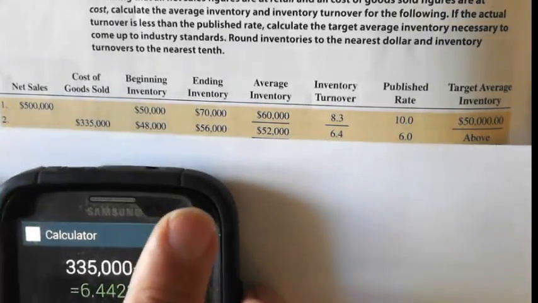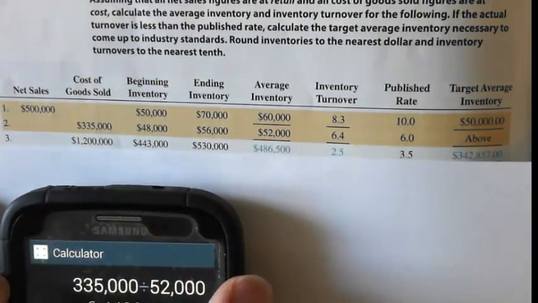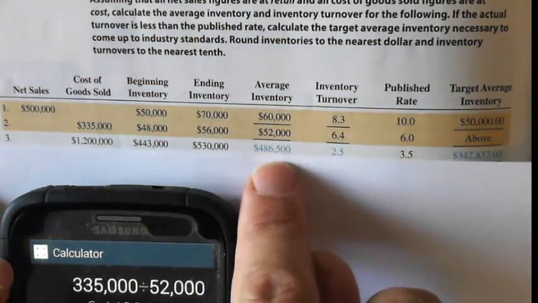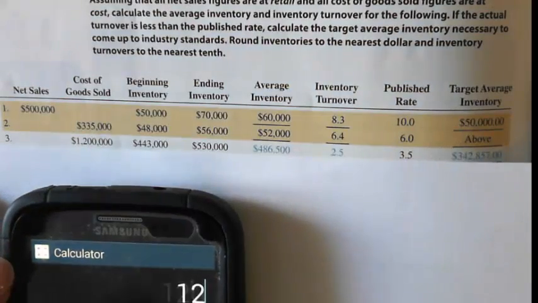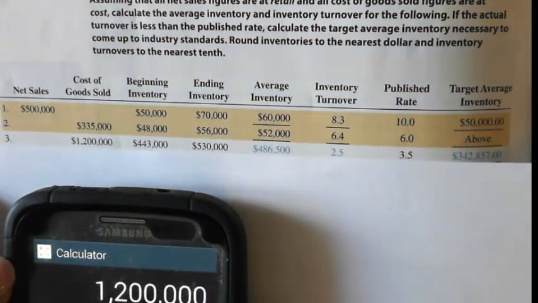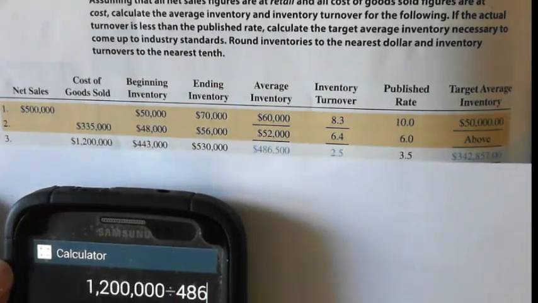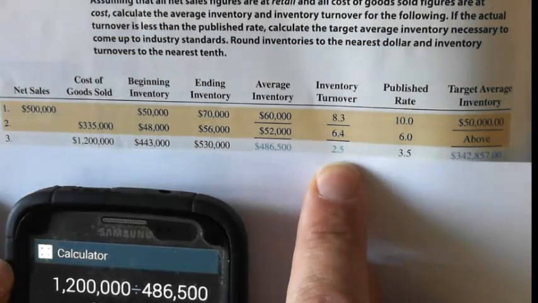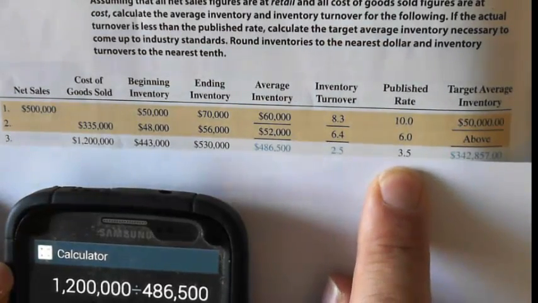So let's do another one. Just go along the text. This is one of yours, so let's see if we can match. So again, the average inventory, we added it up, divide by 2. Okay, so we take our cost of goods sold here. We're going to divide by our average inventory. Okay, and they rounded. 46 became a 5. Okay, so the published rate is 3.5, so a little under that.